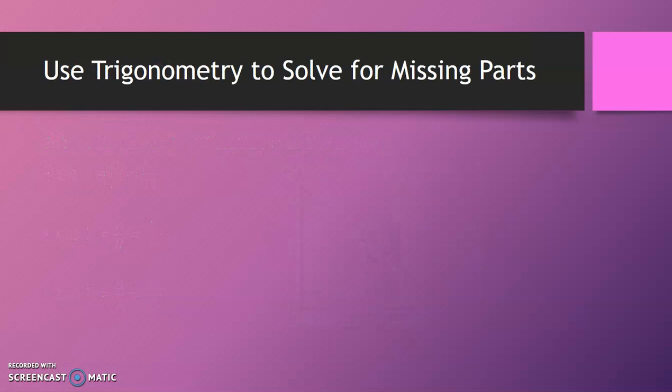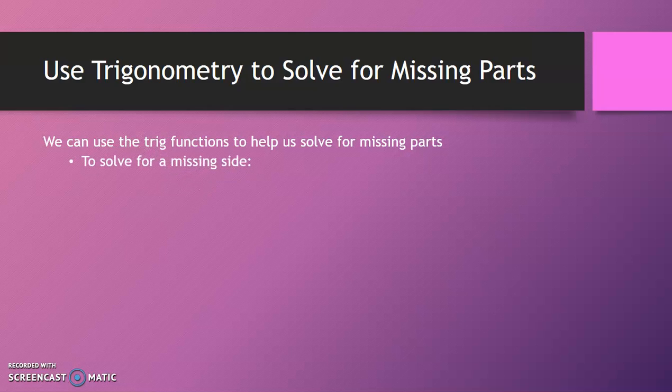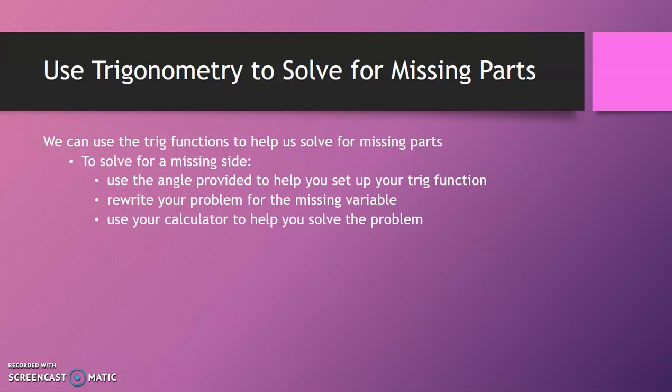So let's get into how can we use trigonometry to solve for missing parts, missing sides, and missing angles. We can use the trig functions to help us solve for any missing parts. To solve for a missing side, use the angle provided to help you set up your trig function. So there's going to be one angle beside from the 90-degree angle that you're going to want to use to help you set up your trig function. Rewrite your problem for the missing variable, and then use your calculator to help you solve the problem. You will definitely want a calculator when you're trying to evaluate with sine, cosine, and tangent, so make sure that you have one handy when you're trying to do these problems.